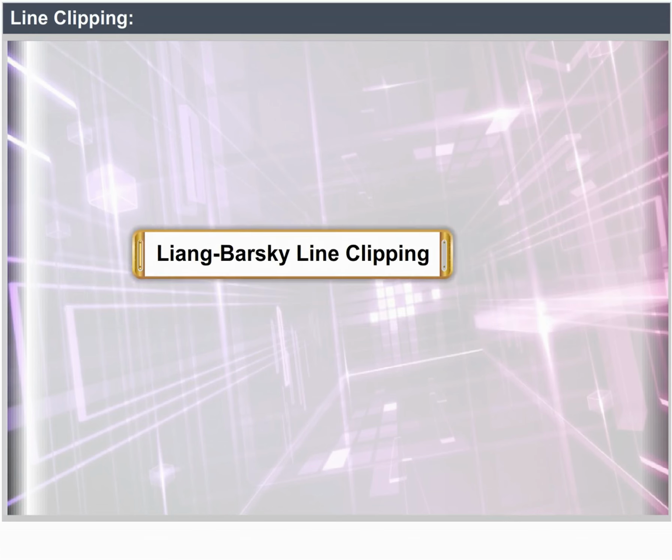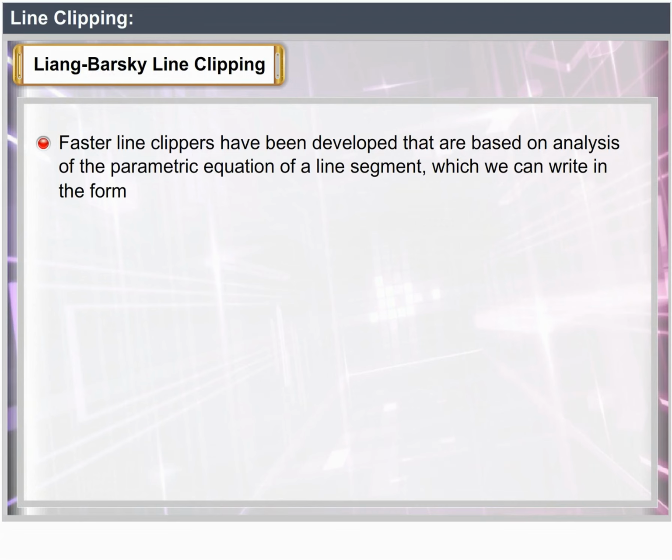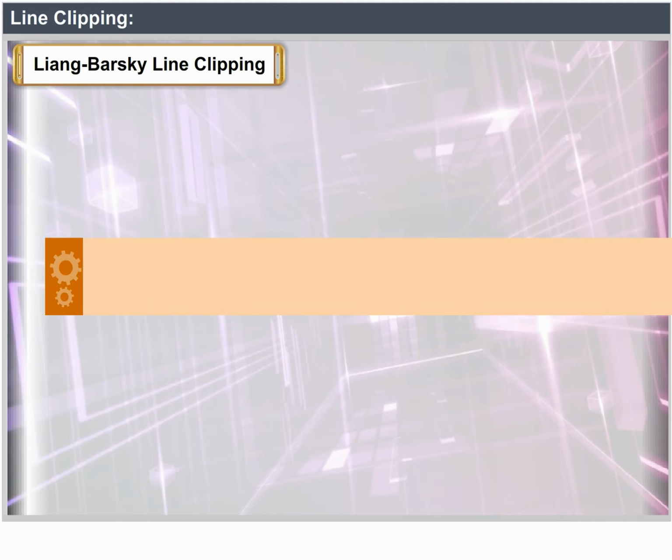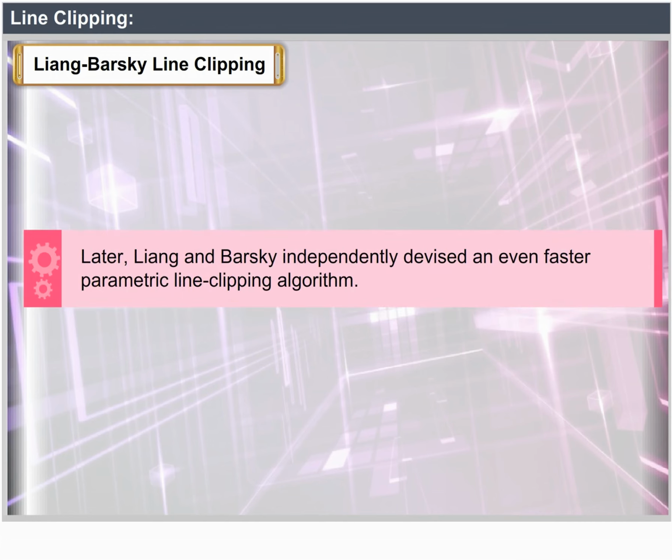Liang-Barsky line clipping. Faster line clippers have been developed that are based on analysis of the parametric equation of a line segment, which we can write in the form x equals x1 plus u delta x, y equals y1 plus u delta y, where u lies between 0 and 1, where delta x equals x2 minus x1 and delta y equals y2 minus y1. Later, Liang and Barsky independently devised an even faster parametric line clipping algorithm.